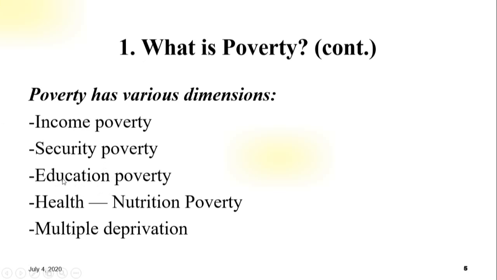And point number 3, education poverty. Education poverty means the state of being extremely poor in education, in study, or in knowledge. Health and nutrition poverty. The word nutrition here means the process of providing or obtaining the food necessary for health and growth. Health and nutrition poverty means being extremely poor in the process of providing or obtaining the food necessary for health and growth.